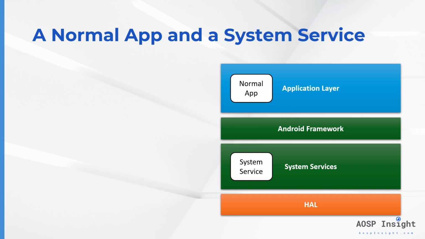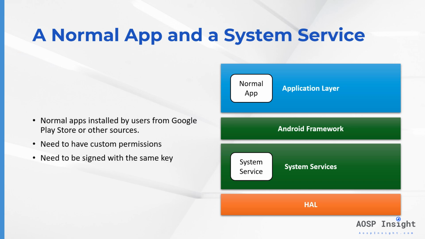The second scenario involves a normal application interacting with a system service. This service could be something developed by an OEM or one of Google's core services within the platform, such as the location manager, package manager, or other similar services. In this case, there are specific considerations that we need to know. The first one is custom permissions.